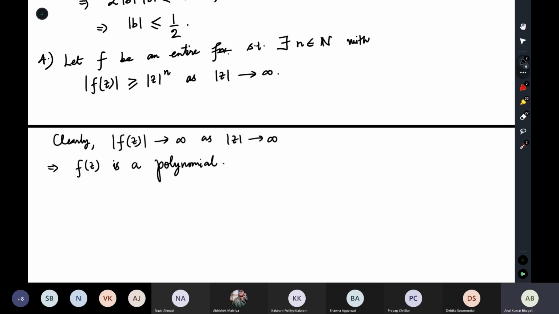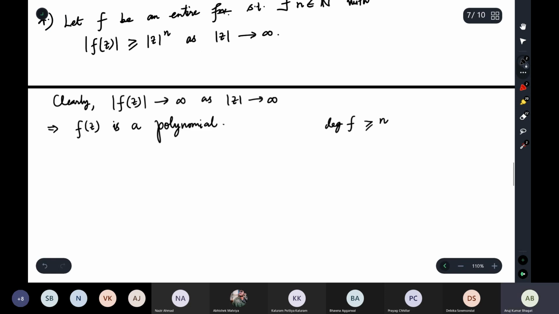Just follow lecture 12 what sir has taught. This is the theorem what sir has done, that if modulus of some function tends to infinity as z tends to infinity, then that function must be a polynomial, right? Yes, sir. So the question was, show that f is a polynomial of degree at least n. That means, I have proved that it is a polynomial, so I have to prove that the degree is at least n.